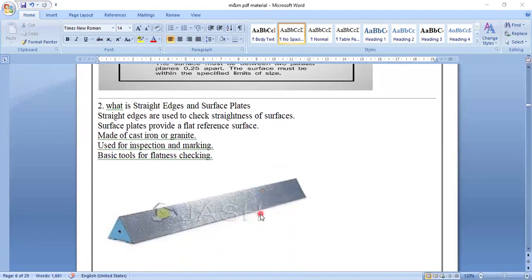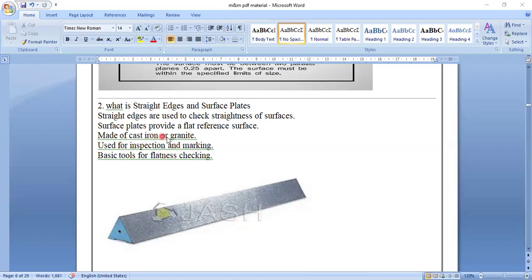So what are straight edges? Straight edges or surface plates we can tell. A surface plate is used to measure straight edges, especially in the construction of walls and buildings. In civil construction work, we need instruments to measure whether the wall is in a straight position or not. Straight edges are used to check the straightness of a surface, how straight the floor or the wall is.